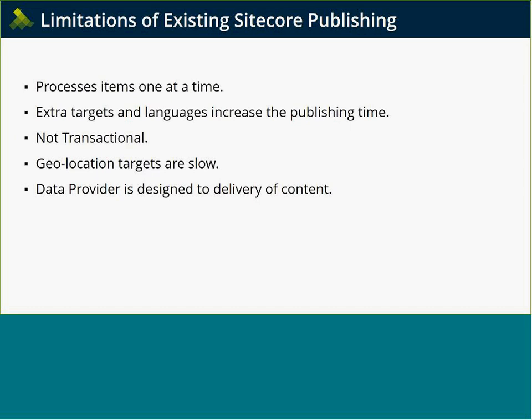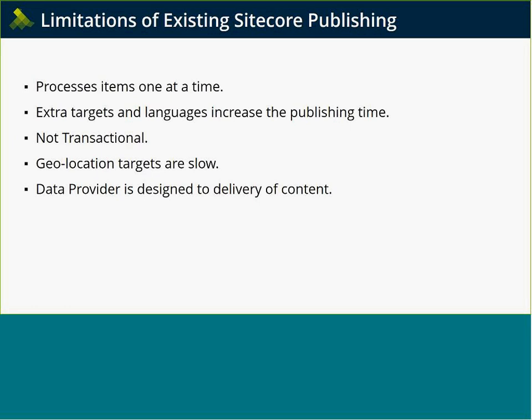The other one is that extra targets and languages increase the publishing time. As I told, it takes item by item and field by field. Every time we publish any item, it checks for each and every language. And if we increase the targets as well, it publishes one by one. So if we have two targets, it will publish to the first target, and after completion of that, it will start publishing for the second target.